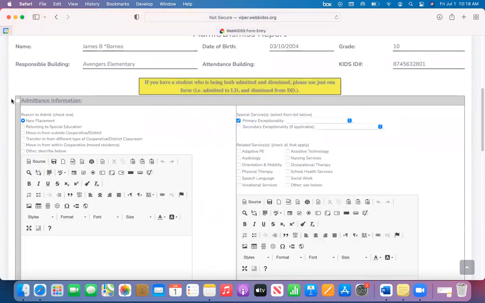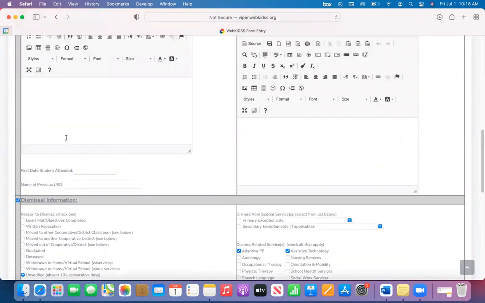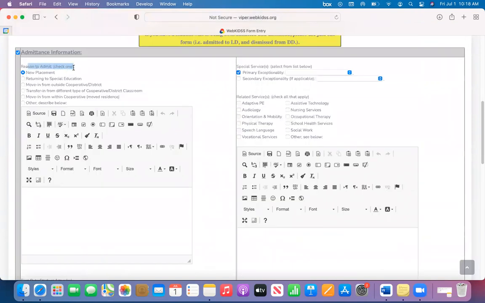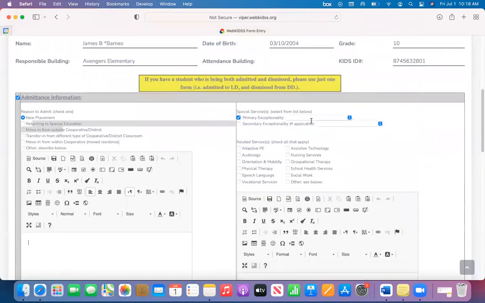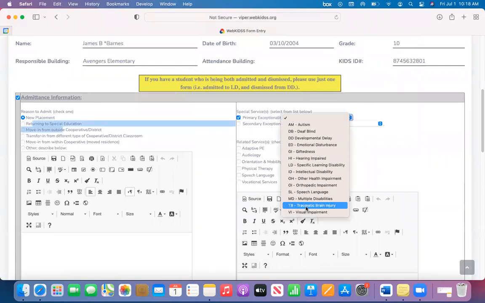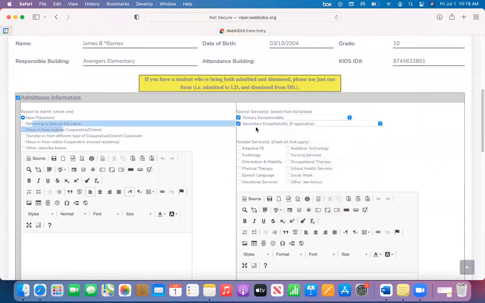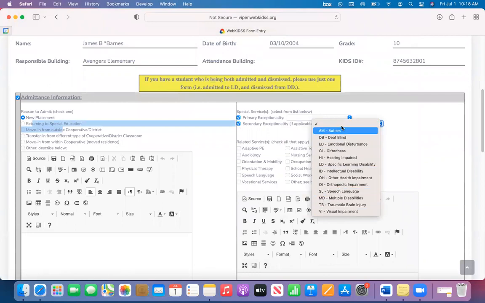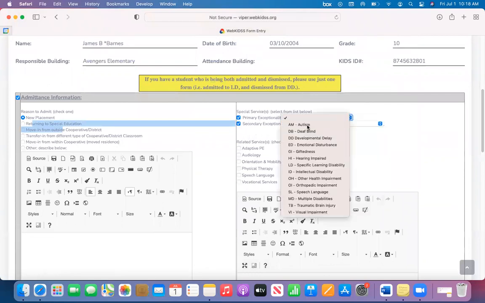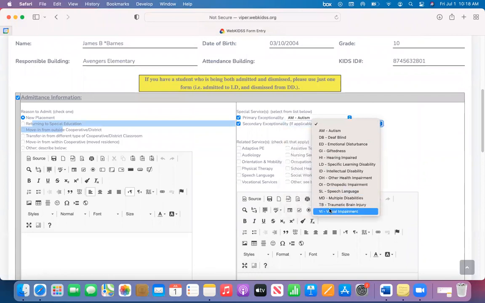So on the admittance information, you've got admittance here and dismissal information here, and you can check a reason. We design it with radio buttons, so that way it's not confusing. You're not checking more than one. So is it a new placement, someone who's returning, moving from outside, transferring within the cooperative, or other, and you can list that here. Again, on here, this is the primary exceptionalities if we're dismissing, or a secondary exceptionality. If we're dismissing that, you would just indicate which one you're dismissing.